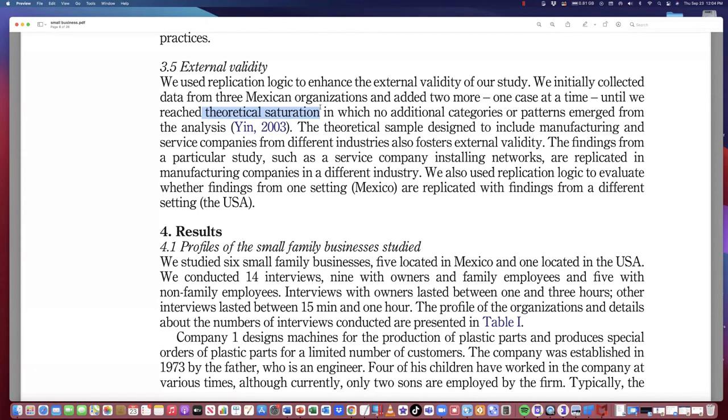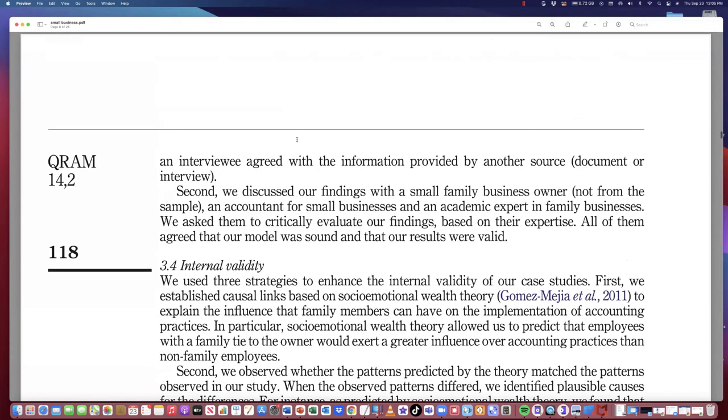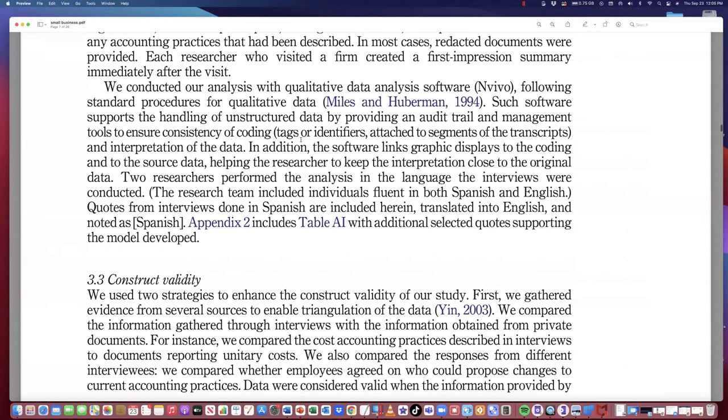The findings for the particular study can serve as a guide for small companies. We mentioned the application logic to evaluate whether findings from one setting in Mexico are replicated in findings from another setting in the USA. So please, if you look at the paper, they talked about external validity and how they achieved it, internal validity and how they achieved it, construct validity and how they achieved it, and the last one, reliability, and how they achieved it.